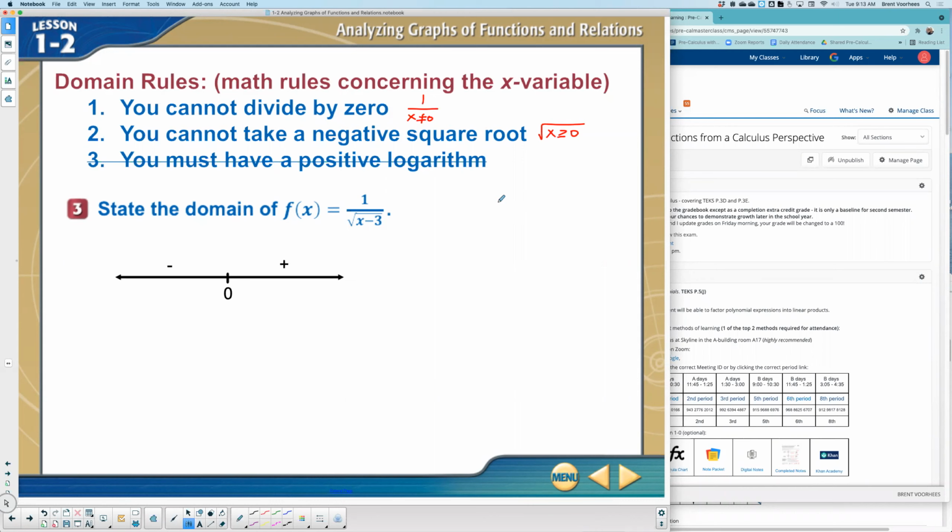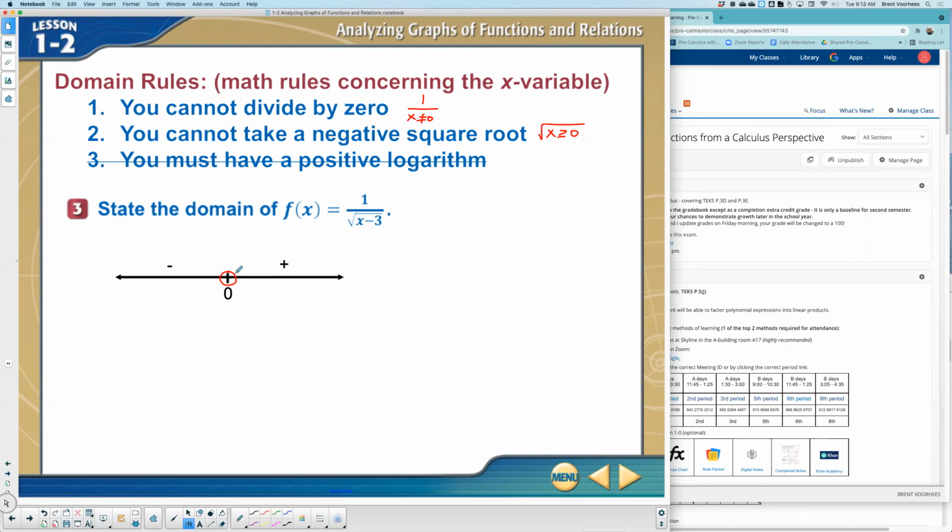So as we look at this problem, you need to ask yourself, do you see any division? Yes, if you're dividing by an x, this says we cannot equal zero. So what I'm gonna do here is draw an open circle. I'm using a number line here. I'm gonna draw an open circle. That means I cannot equal zero. And next, do you see a square root with an x inside of it? Yeah. What does that eliminate? What are you not allowed to have with square roots? A negative. So I can't have negatives.